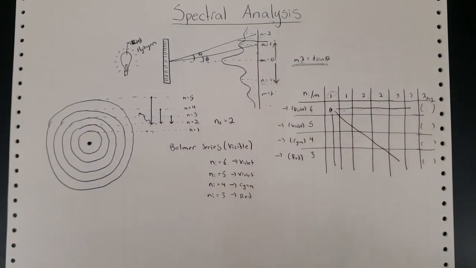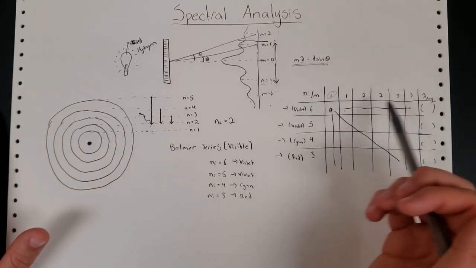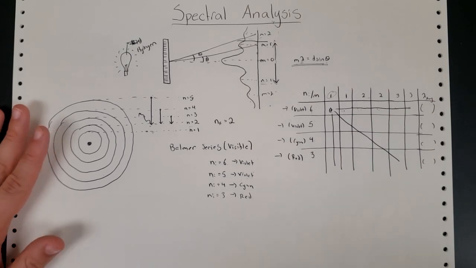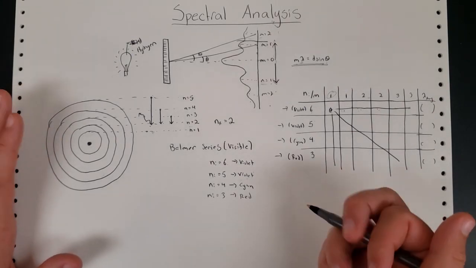And what we're going to do with that is use them to then calculate something called the Rydberg constant. The Rydberg constant is something that relates these wavelengths to our initial and our final energies in the Balmer series, specifically for hydrogen.